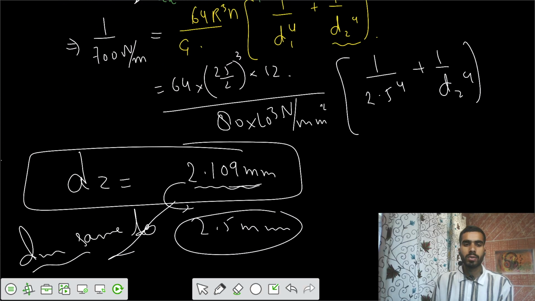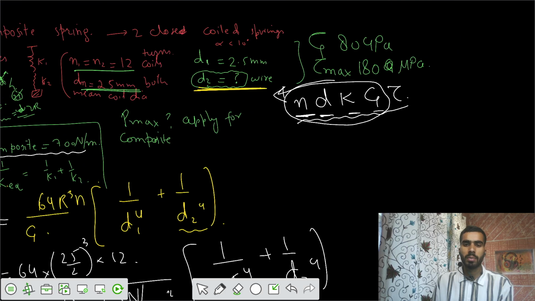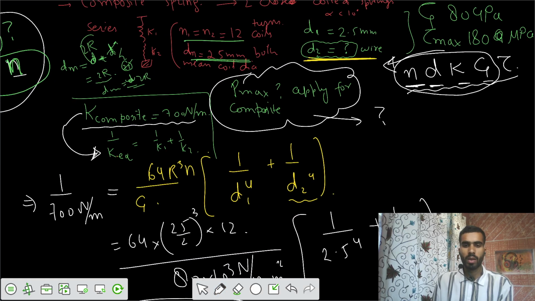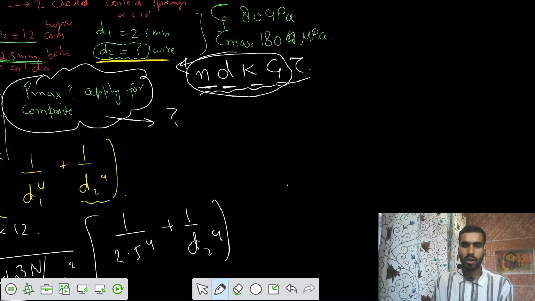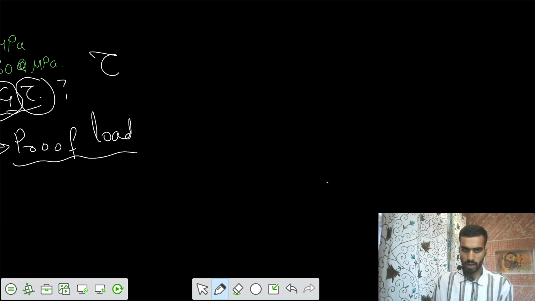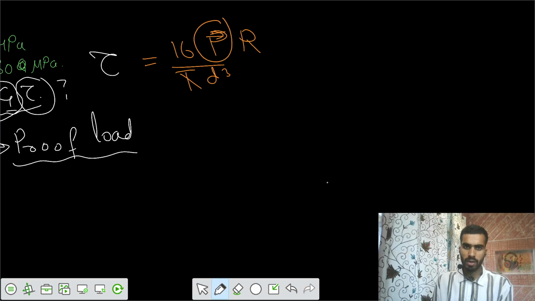Now what's the second part of that problem? We need to get the value of maximum load we can have for this composite spring, Pmax. For that Pmax, we need the equation of tau. I know that proof load, it's talking about that proof load which we had. I would take that equation of tau equals 16T by pi d cube. So this T equals Pr. So accordingly I can get the value of P.